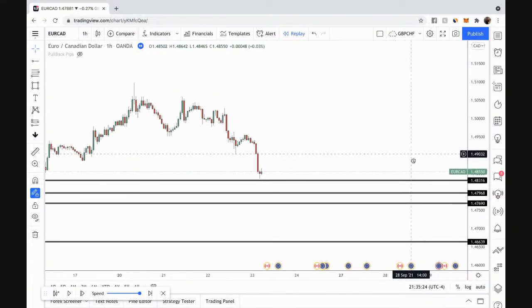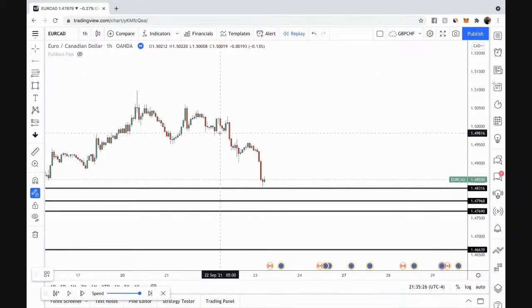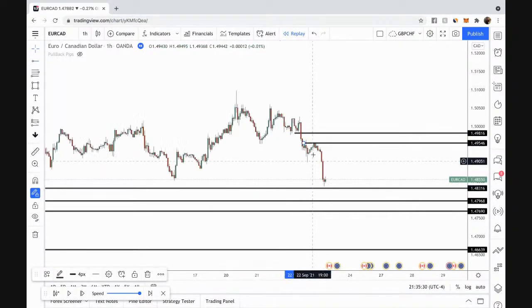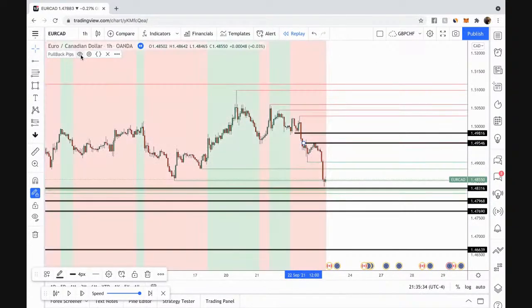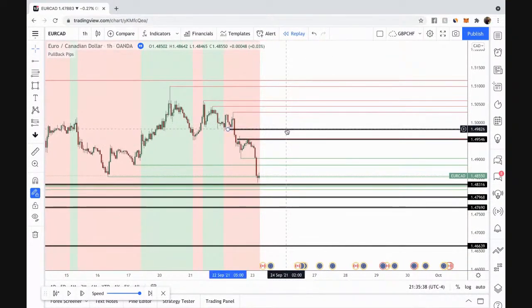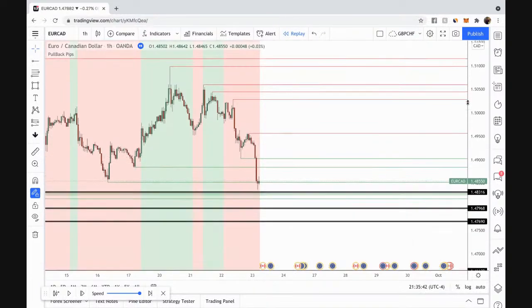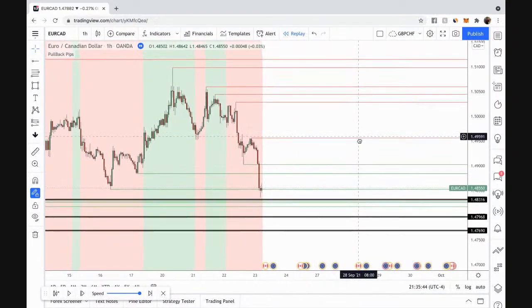Because I got in earlier up top. I got in earlier on the pullback. Yes, it moved straight into profit, right? Especially seeing that pullback pips was bearish. So now what's important right now is asking myself, what's next when it comes to this Euro CAD? We got structure.